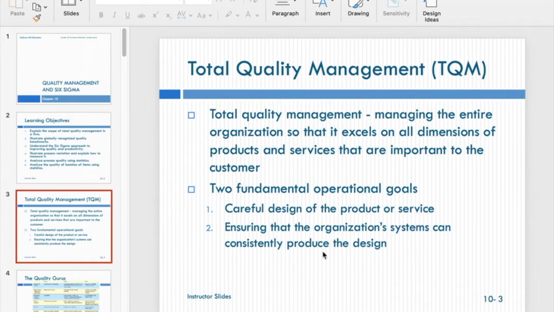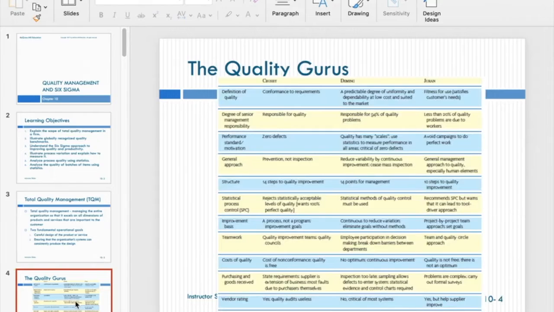I gave you this quick example to give you a sense of the two different operations goals related to quality management: design quality and conformance quality. In this chapter we will mainly talk about conformance quality. Design quality is based on the overview of management decisions, but we will also talk about design quality in a second.